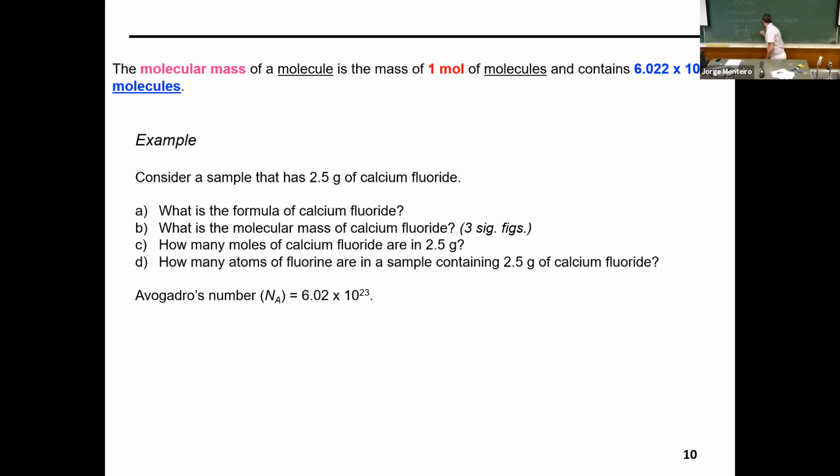We'll speed up the process here: 0.03. Therefore, 2.5 grams of calcium fluoride are equivalent to 0.03 mole.